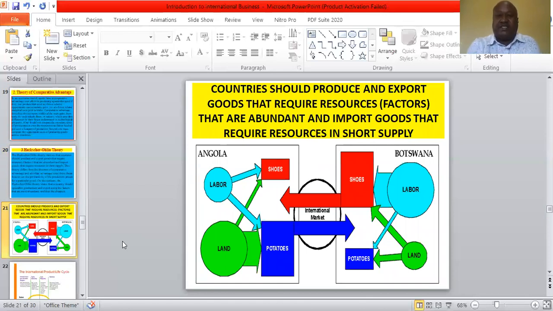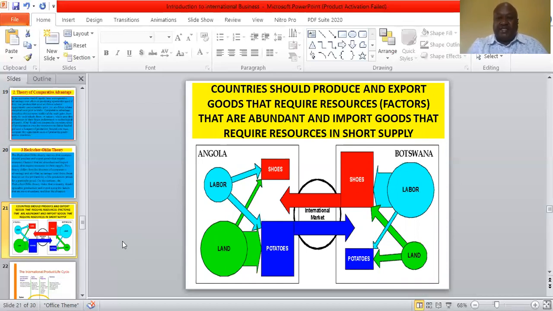Let's look at these illustrations. As we said in the above slides, countries should produce and export goods that require resources, factors that are abundant, and import goods that require resources in short supply. We have taken an example of two countries. We have assumed two countries. One is Angola and the other one is Botswana.